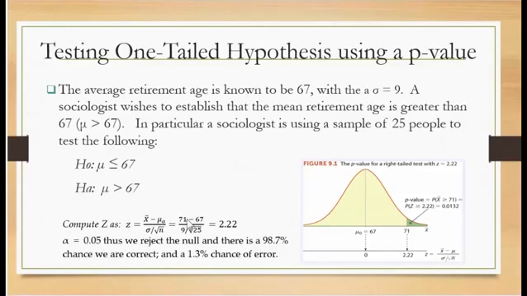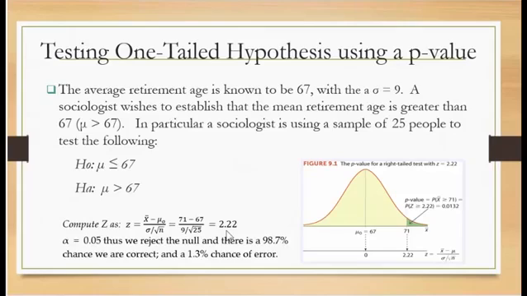So he says that in his sample of 25 people, he finds out that his average is actually 71. And so he subtracts the mean, which is 67, and he divides by 9 divided by the square root of 25, because he has a standard deviation of 9, but he has to account for the fact that he has this kind of small sample of 25. So when he does this, he gets 2.22.